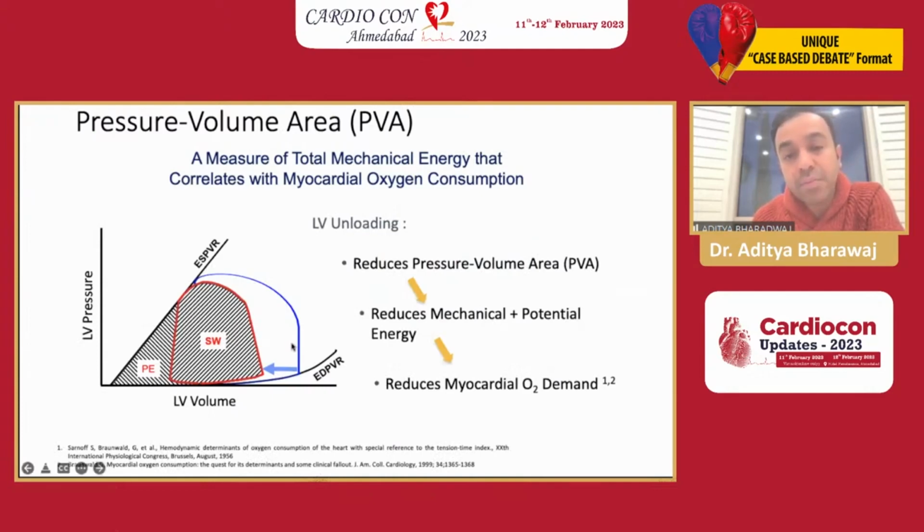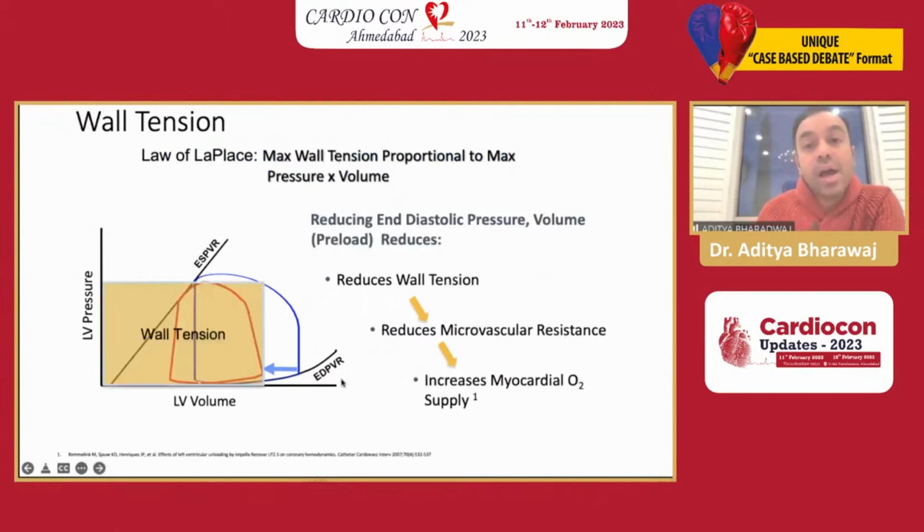What Impella does is it basically modifies the pressure volume loop to look like this. So it's narrow and it's taller, as a result of which it's reducing the pressure volume area, reduces the mechanical and potential energy, and reduces the myocardial oxygen demand. Now, in addition to that, as a result of active unloading, the wall tension is decreased.